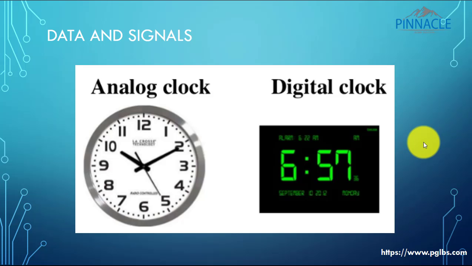For example, you have 6 hours and 57 minutes. The next data would be 6 hours and 58 minutes, which means that it is not showing you the seconds part here, which means that the data is discrete. It is not continuous. So the analog clock gives me analog signals, and the digital clock gives me digital signals.